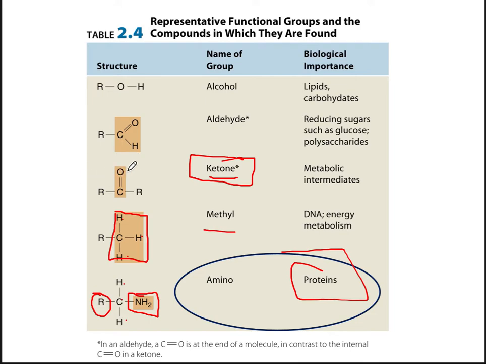Okay, next. So the ketone functional group is the C double bonded O, right? And then if you were to have a C double bond O and an H, then you have an aldehyde, okay? And as we already saw with the alcohols, it's any amounts of carbons with an OH group, okay? And we will see this a lot. These are very common functional groups in biology, okay?